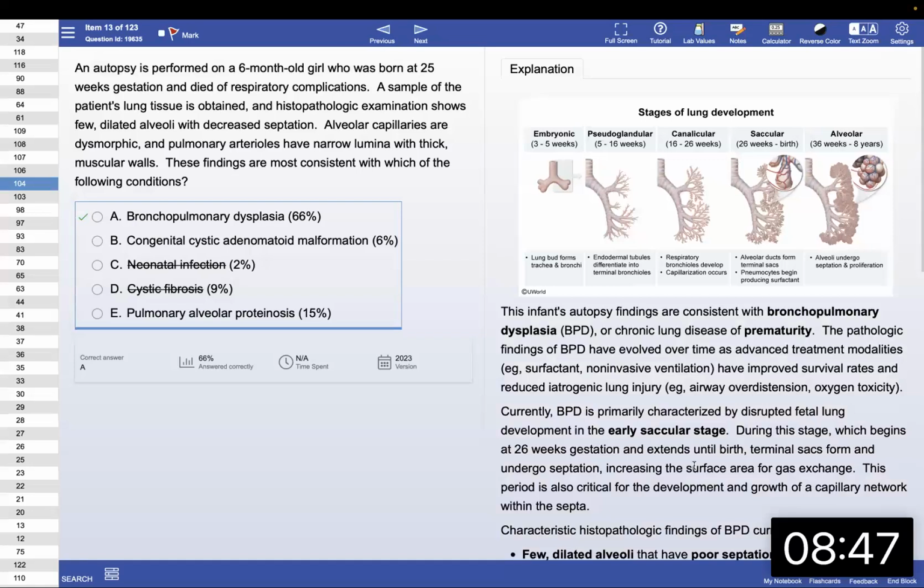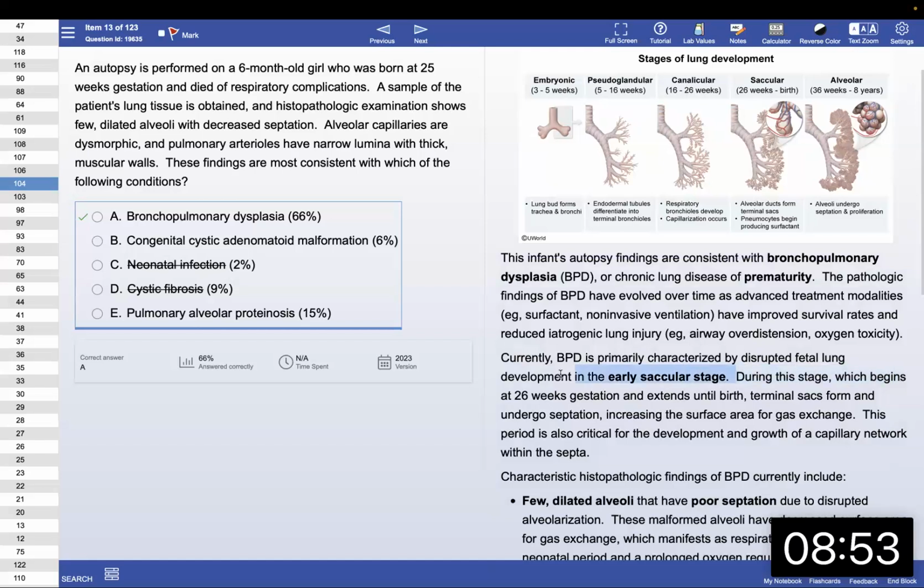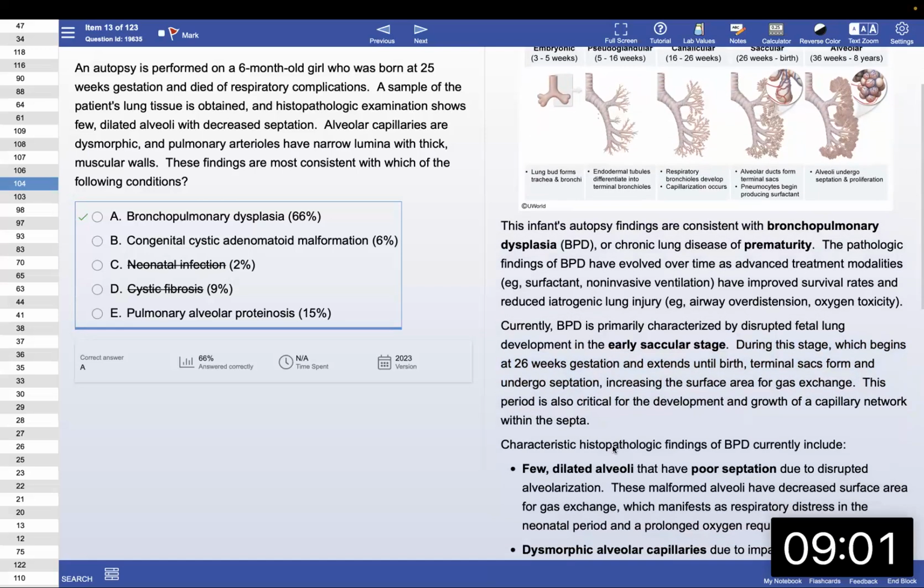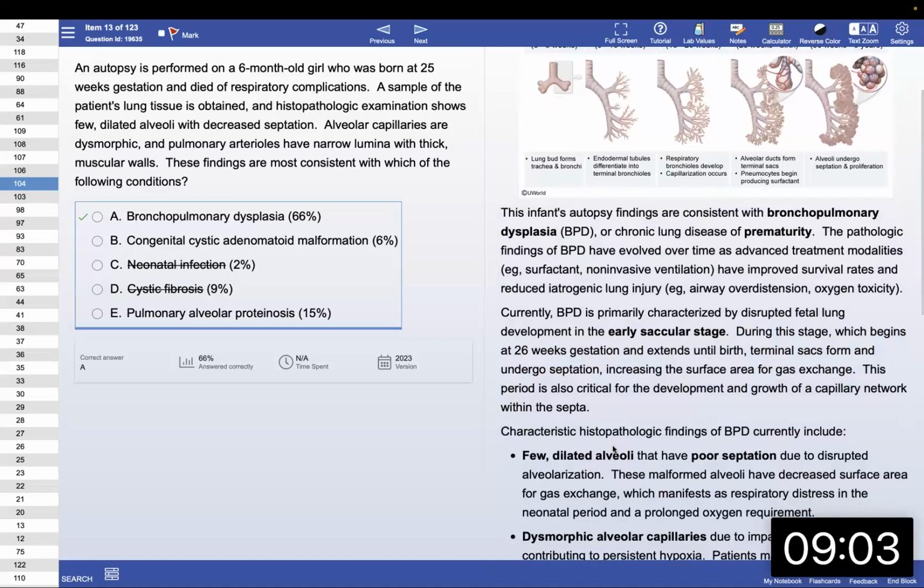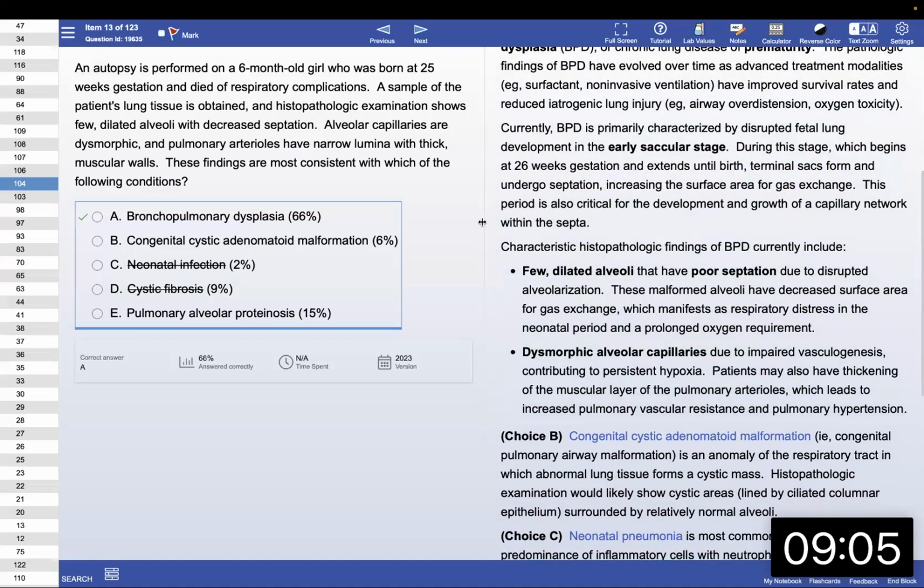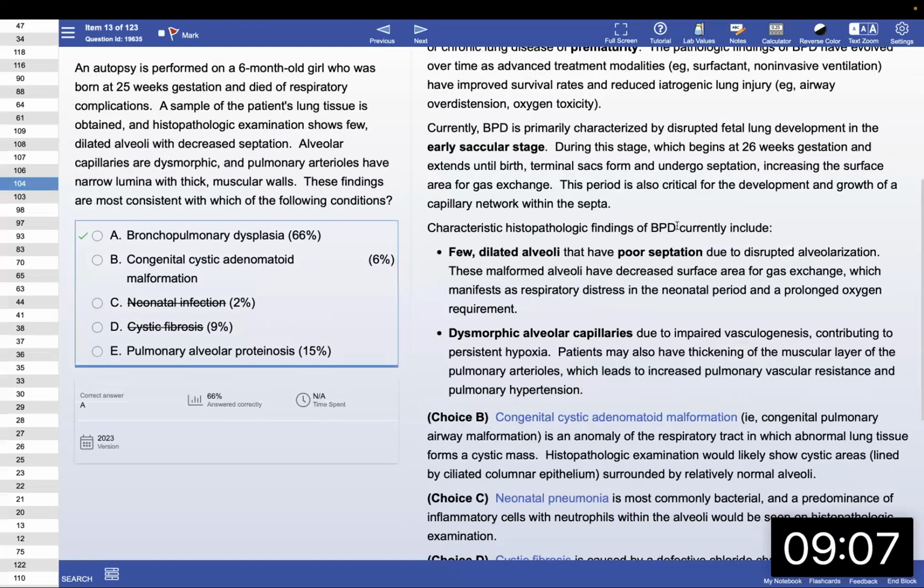Okay, so here they said BPD's primary characteristic is disrupted fetal lung development at early saccular. During this stage, which begins at 26 weeks and extends until birth, terminal sacs are formed and undergo septation, increasing the surface area for gas exchange. This period is also critical for development and growth of the capillary network within the septa. Characteristic histopath for BPD in this case is few dilated alveoli, poor septation due to disrupted alveolarization, and dysmorphic alveolar capillaries.